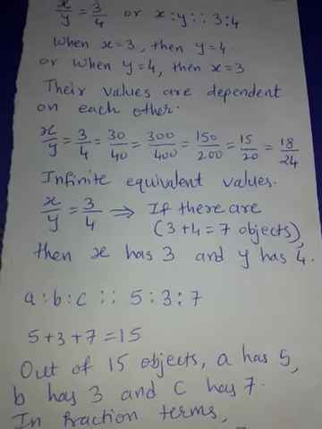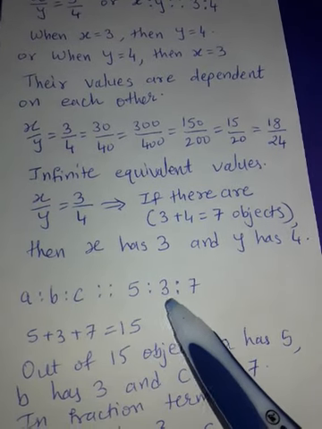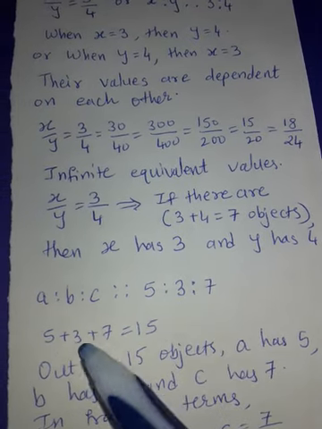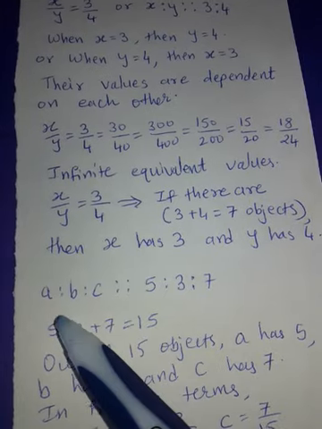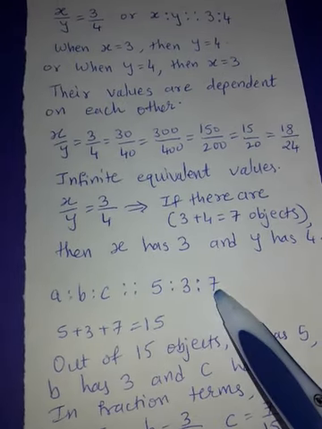Suppose there are 3 numbers in a ratio. A is to B is to C equivalent to 5 is to 3 is to 7. So straight away what can I say? If I add these 3 numbers, I get 15. That means out of 15, A has 5, B has 3 and C has 7.